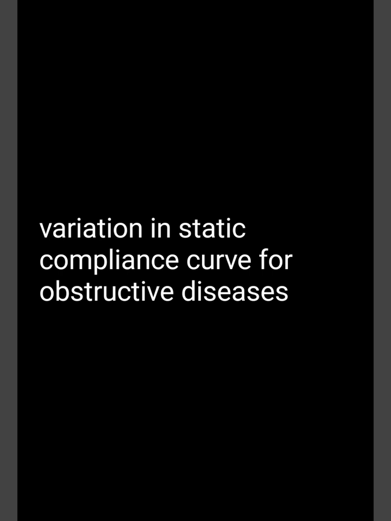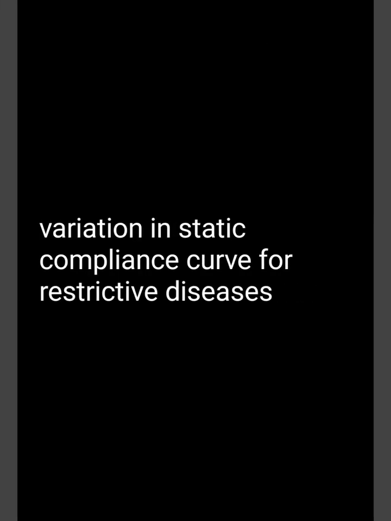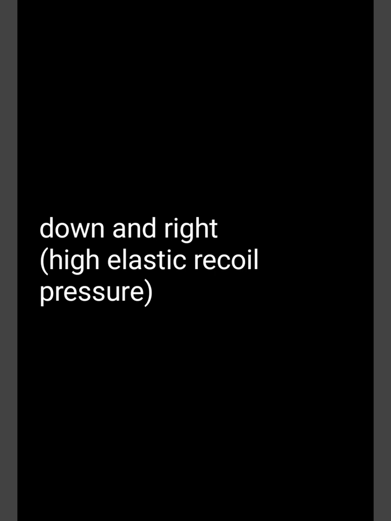Variation in static compliance curve for obstructive diseases: the curve shifts up and left, low elastic recoil. Variation in static compliance curve for restrictive diseases: down and right, high elastic recoil pressure.